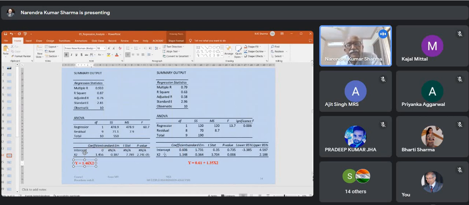So this is the standardized regression equation. On the right hand side, these are the results of the unstandardized regression equation. Here the intercept is 0.606, and the intercept is not significant because the p-value is 0.737. That is, the t-statistic is 0.35, and then for x2 the coefficient is 1.35 and the t-statistic is 3.04, and it is significant, 0.00.